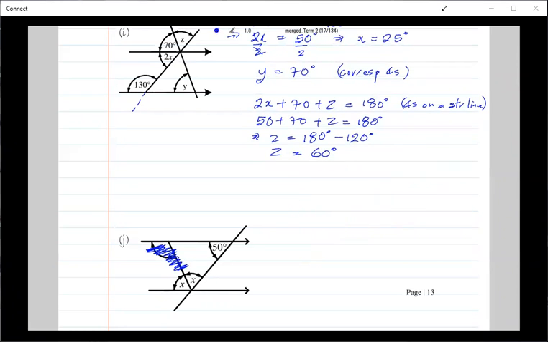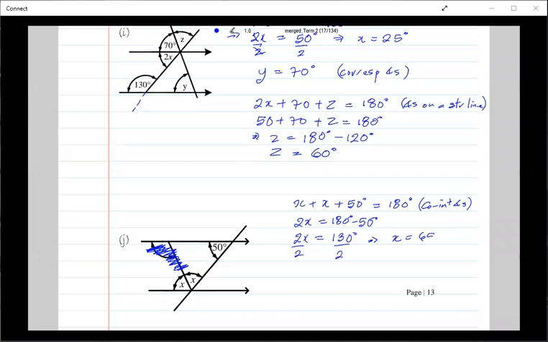So I would start out by saying that x plus x plus 50 degrees is equal to 180 degrees. They are co-interior angles. X plus x is 2x, which would be equal to 180 minus 50 degrees. So 2x would be equal to 130 degrees. If I divide both sides by 2, I'm going to get x is equal to 65 degrees.